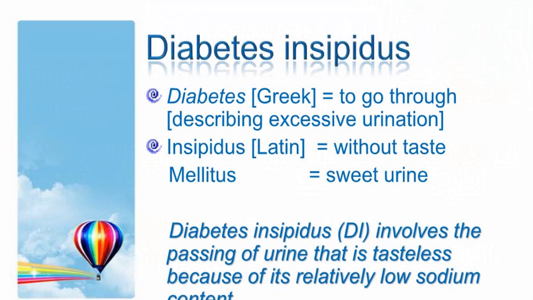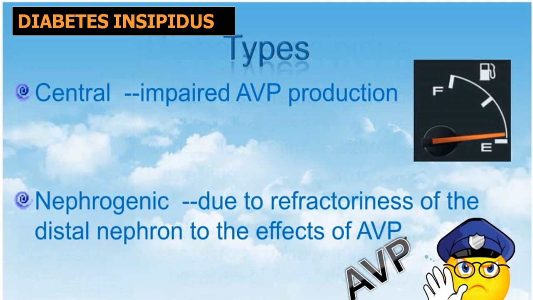Diabetes insipidus means without taste, and mellitus means sweet urine. So insipidus involves passing urine that is tasteless because of relatively low sodium content. We already told you that there are two varieties. One, because of decreased ADH production, we call central or neurogenic, and where the nephron, that is the distal convoluted tubule, becomes refractory, the tubular cells become refractory to the action of ADH, we call that the nephrogenic variety.